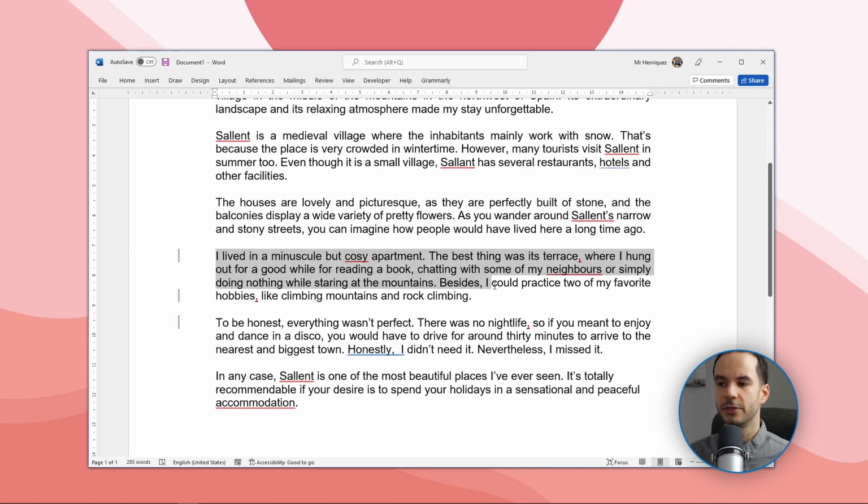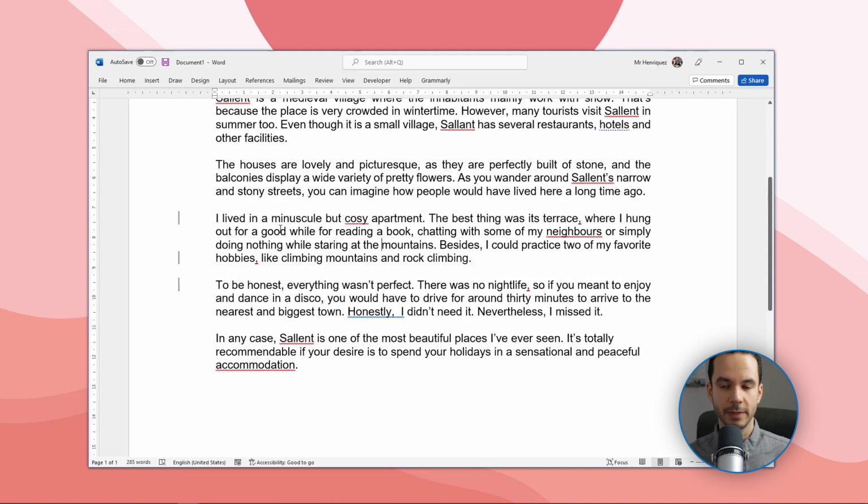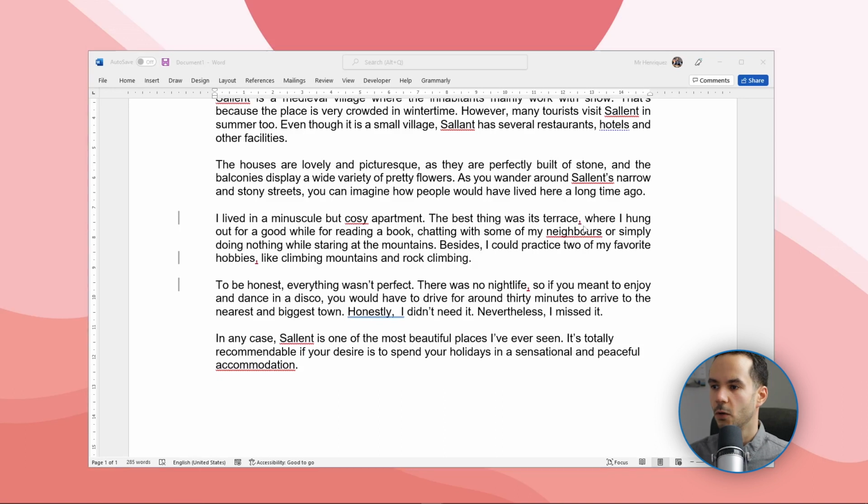We're going to keep this in past tense. Even though I talked about present tense in the previous paragraphs, and we need to use present tense in the previous paragraphs, I want to keep this past tense to indicate that this person doesn't live there anymore. So that's why I'm leaving it in past tense. She doesn't live there anymore, I assume, so we can say, okay, I'm not talking about my time while I was living there, where I hung out for a good while for reading a book.